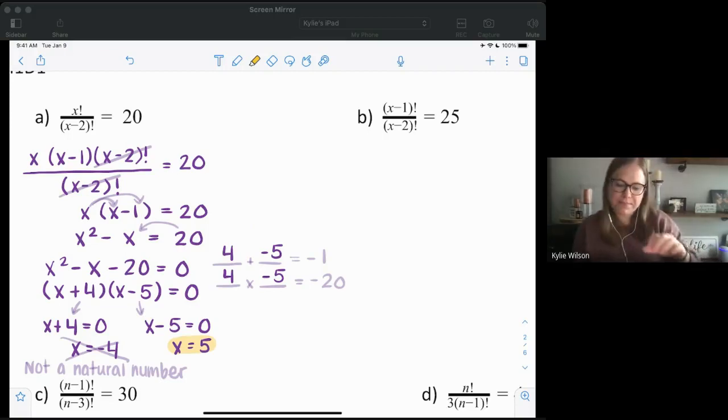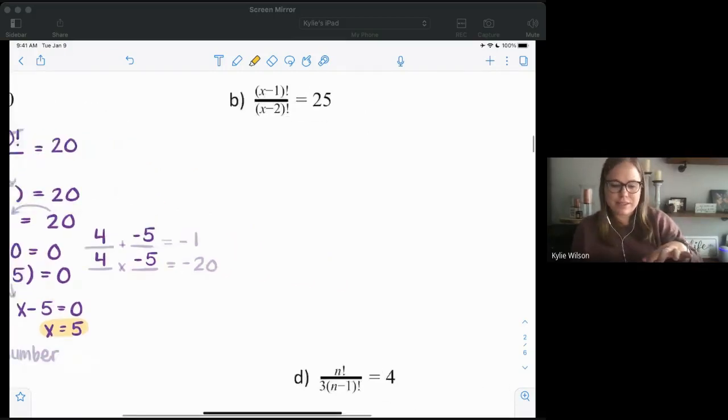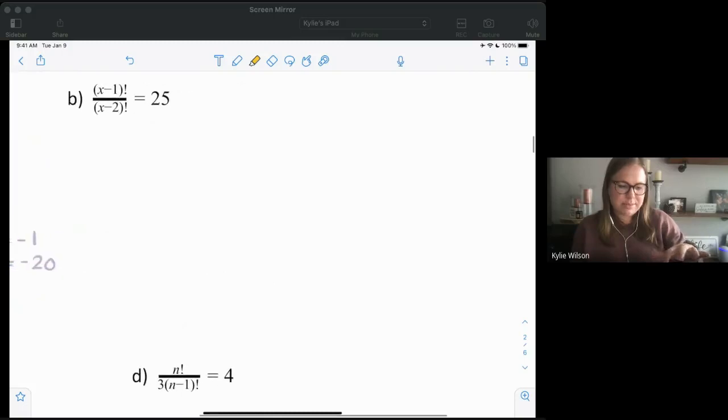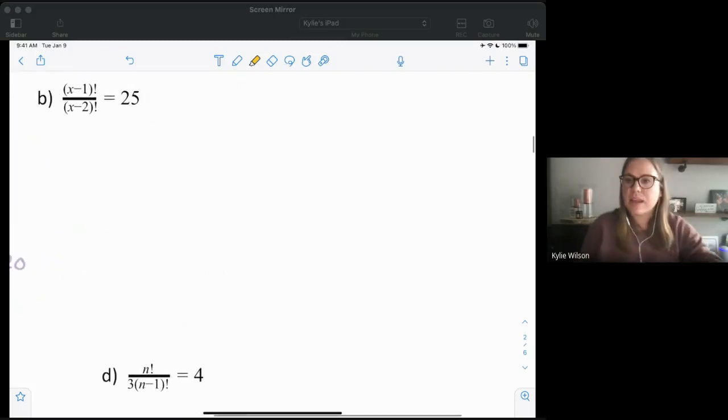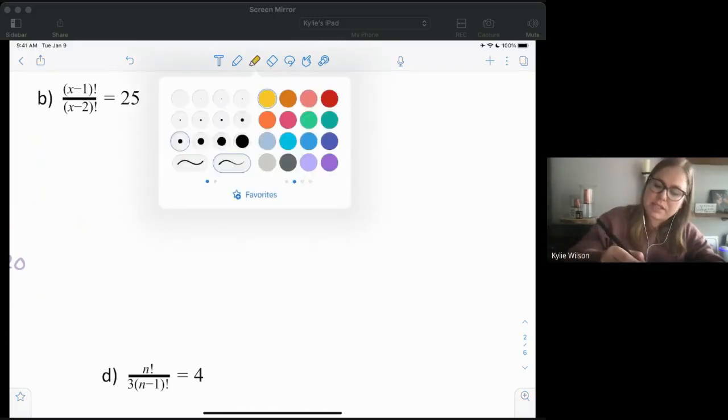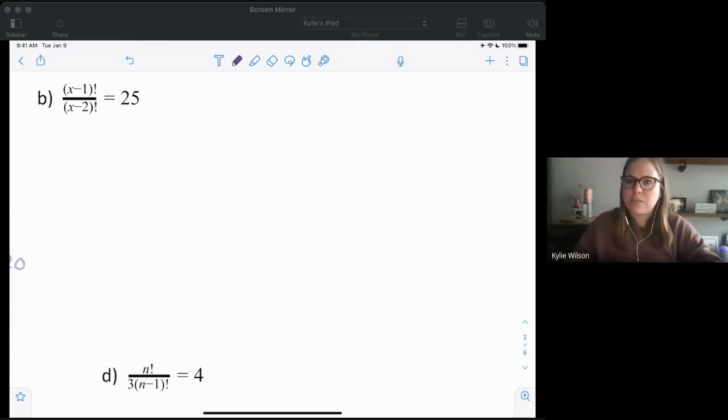Okay. Let's try another one. It always helps to do lots of these because they are a little bit confusing. So for B, we have x minus 1 factorial divided by x minus 2 factorial. The first thing that we want to do is expand the larger one. So x minus 1 would be bigger than x minus 2.